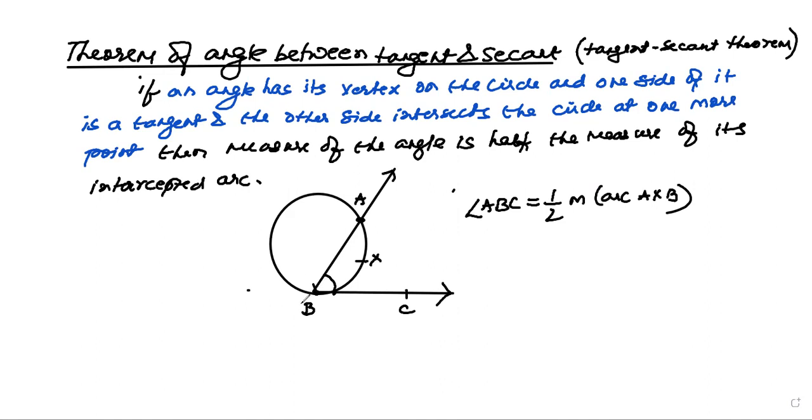See, vertex B of angle ABC lies on the circle. Side BC is a tangent, and side BA intersects the circle at one more point. So this angle ABC is half the intercepted arc AXB. Are you getting me here? This theorem is called the theorem of angle between a tangent and a secant. Okay, children, now we go to the next. Its proof will never come in the exam, because it has three cases. Okay, we go to the next one, children.